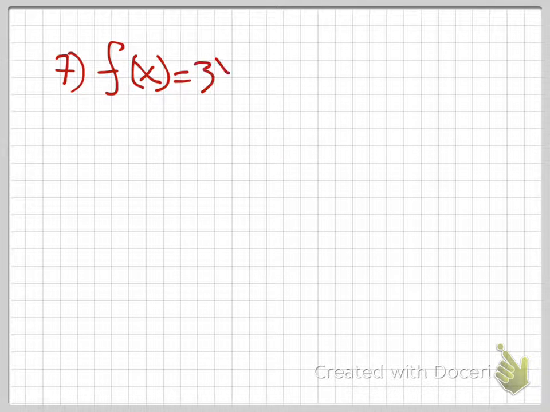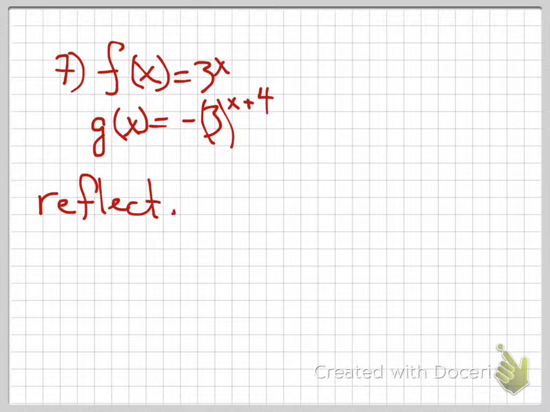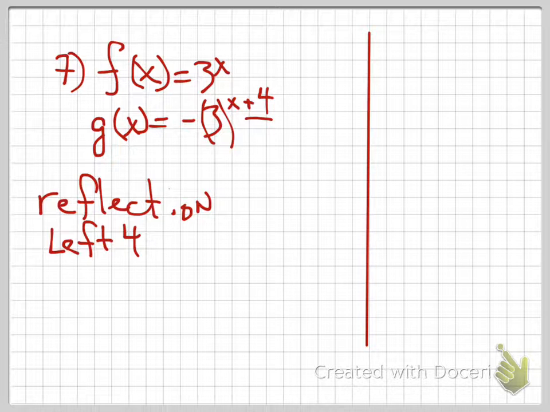All right, so number 7. I've decided to just focus mostly on the transformations. So f of x is going to be the parent function. G of x is going to be the transformed function. Because of the negative in front, that's a reflection. And because of the plus 4, that's part of that h part, that goes to the left or to the right. You can go back earlier into this thing and you can see where that would be to the left or to the right.